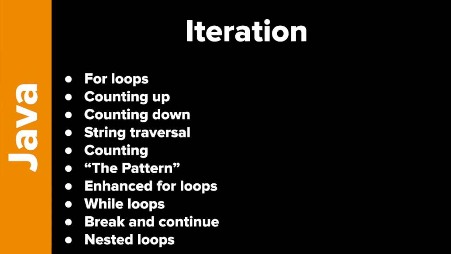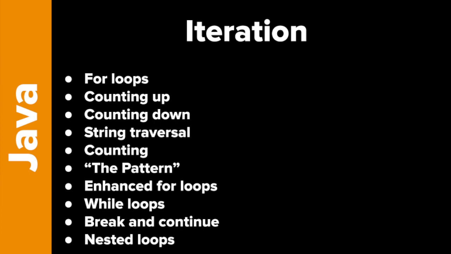So we looked at for loops, how to count up, how to adjust the condition for counting down, string traversal, counting, and the pattern. Again, this is the core of, in my mind, AP Java. You just do it all the time, especially in those FRQ questions. You'll see this coming up time and time again.